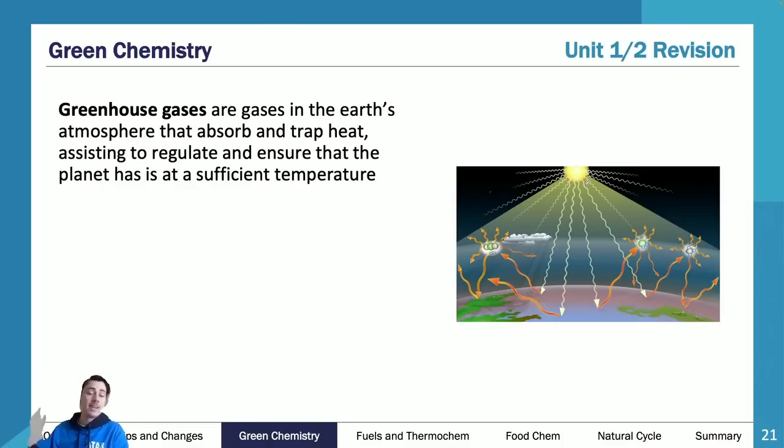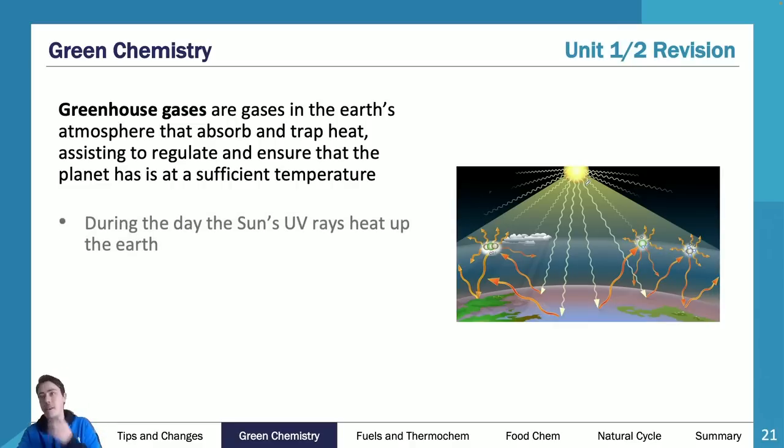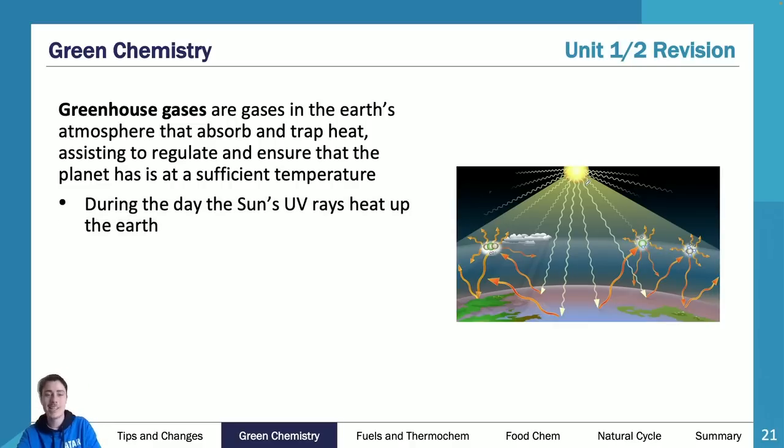Now, greenhouse gases. Greenhouse gases are gases in the Earth's atmosphere that absorb and trap heat, assisting to regulate and ensure that the planet has sufficient temperature. Now, what's really important about greenhouse gases is you need to understand the process by how they work. So, during the day, the sun's UV rays heat up the Earth.